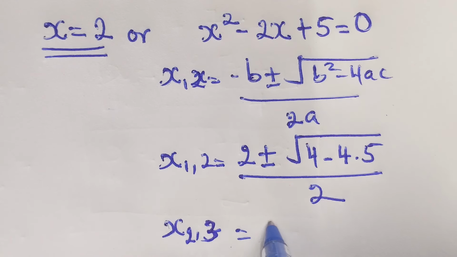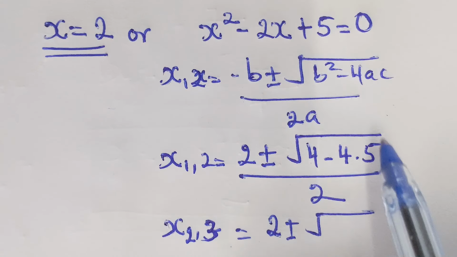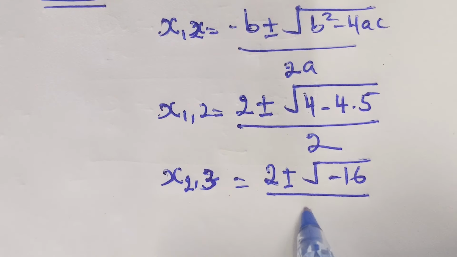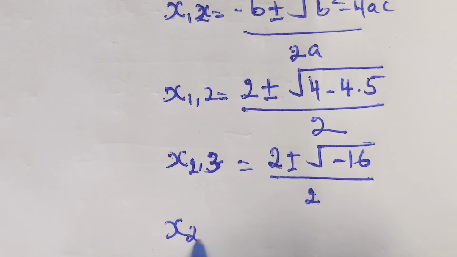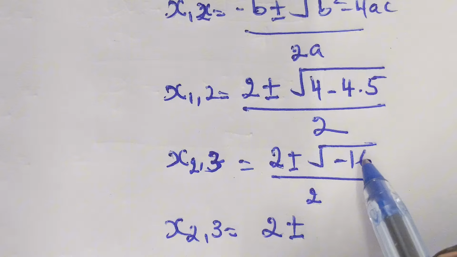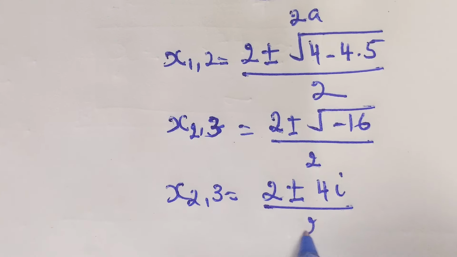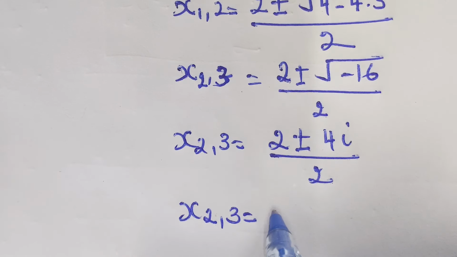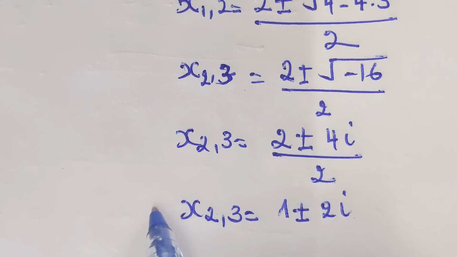Here you can say x is 2 and 3 because of x1 right here. 2 plus or minus the square root of 4 minus 20, which equals negative 16, over 2, and x2 and 3 equal to 2 plus or minus 4i, which is a complex number. So that x2 and 3 equal to 1 plus or minus 2i.